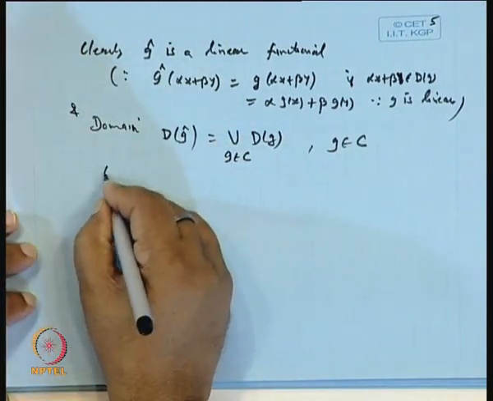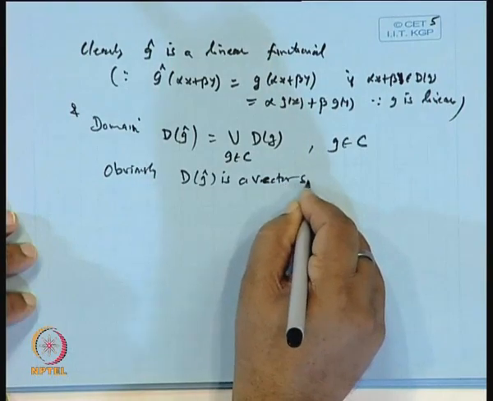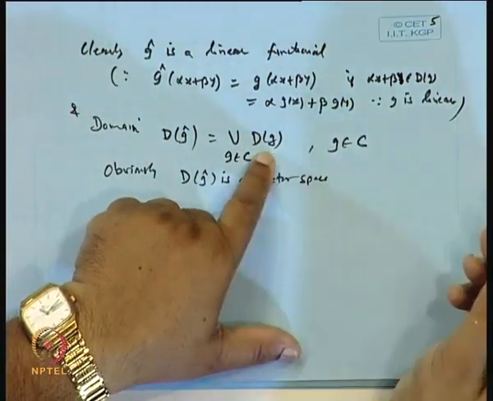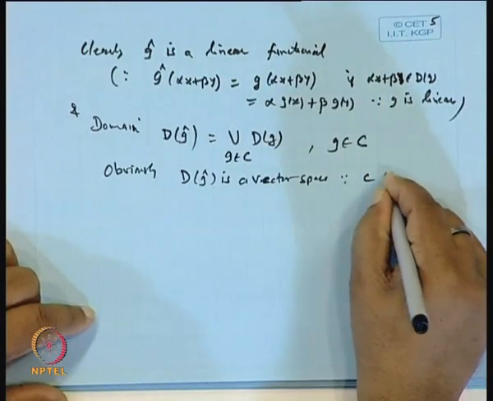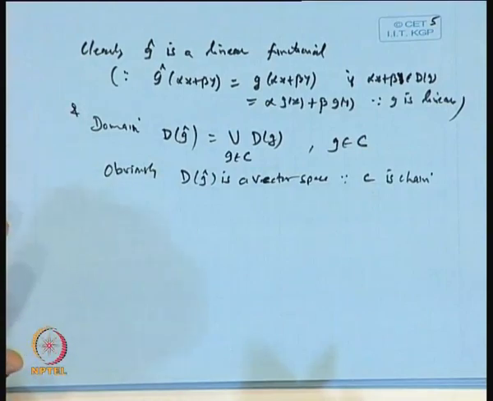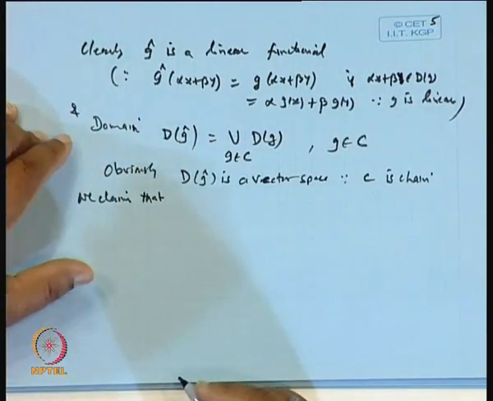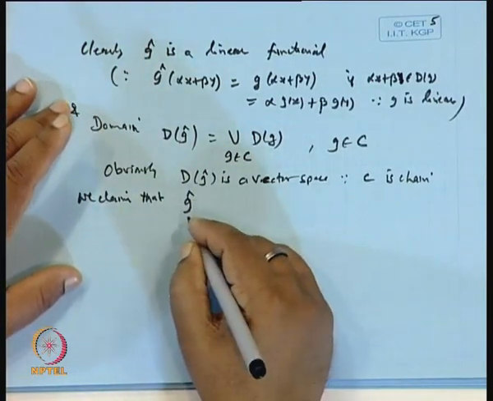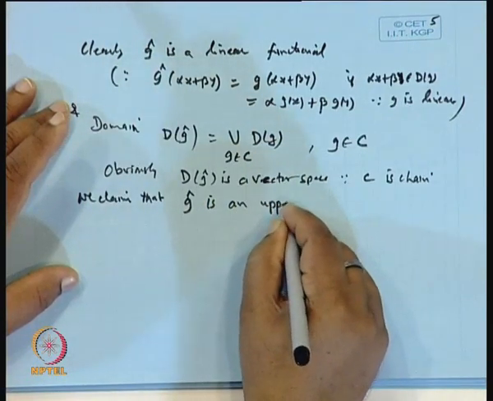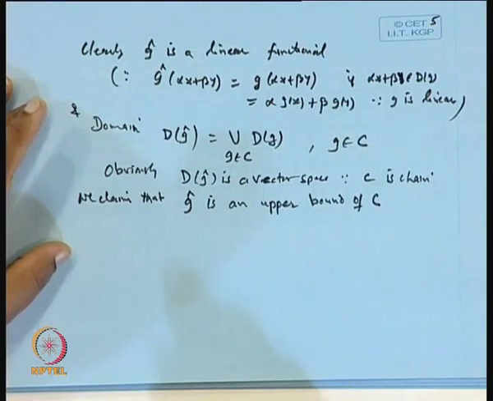Now obviously the domain of G hat is a vector space. Why? Because the domain of g is a vector space, g is a linear functional defined on a vector space, and this is a chain because C is a chain. That's why the union will be a domain, which is a vector space. Now another point which we claim is that G hat in fact is a maximal element of C. We claim G hat is an upper bound of C.